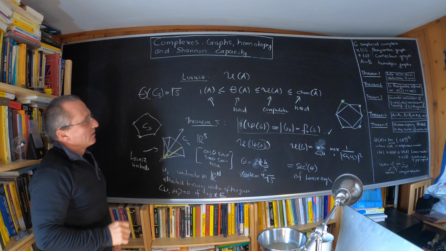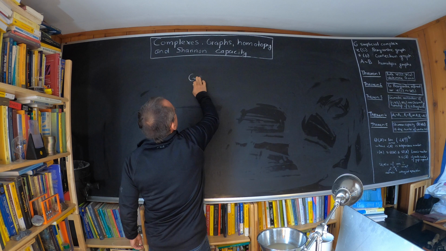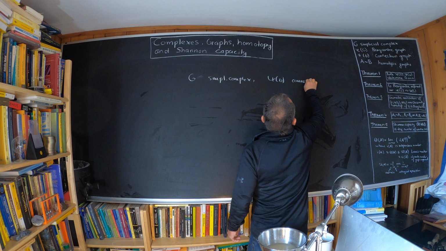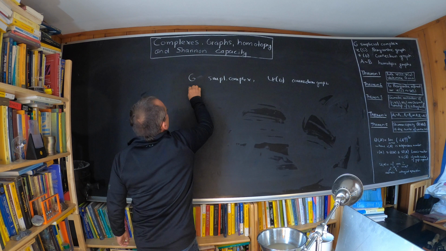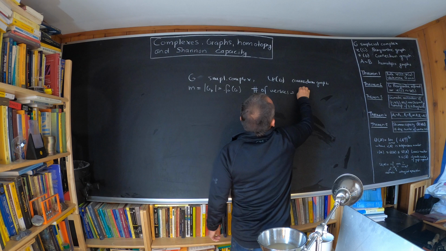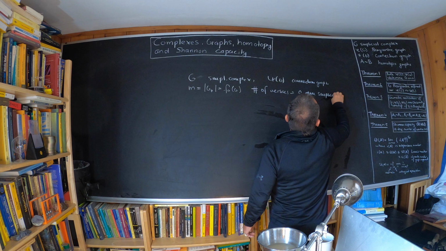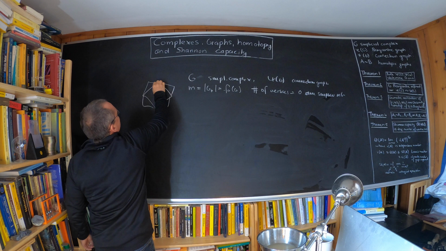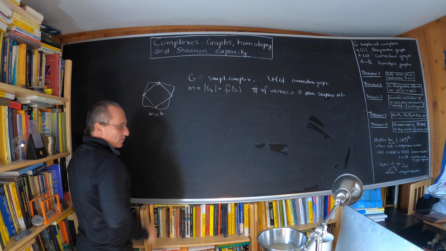So we have G, and this is a simplicial complex, and then psi G is the connection graph. Let's call M equal to f_0 of G, which is the number of vertices, the zero-dimensional simplices. So in this case, G is equal to C4, as we started with, so that M is equal to 4. What we do is we build vectors in R^4. So we are doing it in R^4.